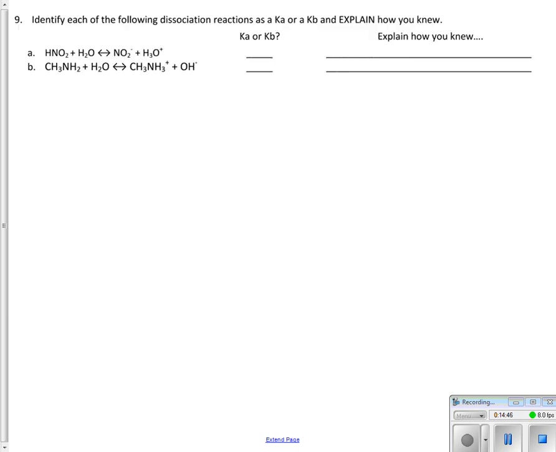Next one. Identify the dissociation reactions as Ka or Kb. Explain how you know. There's an H there. It's an acid. But see the H3O plus is a product? I know it's a Ka. The fact that it produces H3O plus means it's going to be an acid equilibrium problem. If you look right here, I see OH minus on the right hand side as a product. I know it's going to be a Kb. Easy to spot.